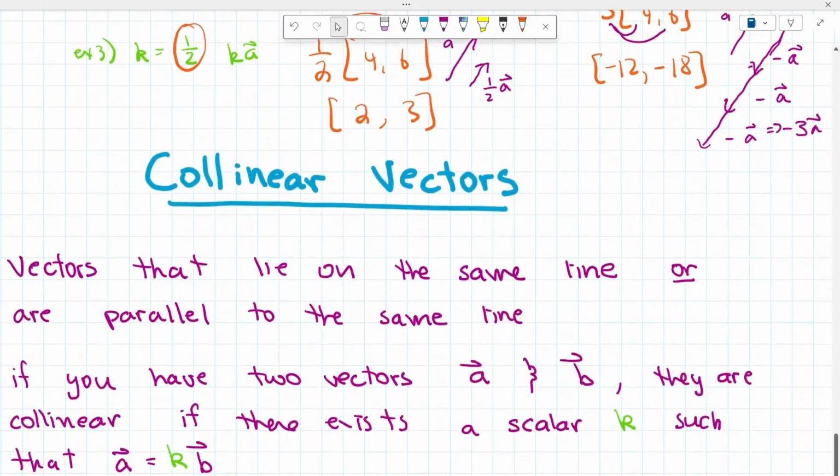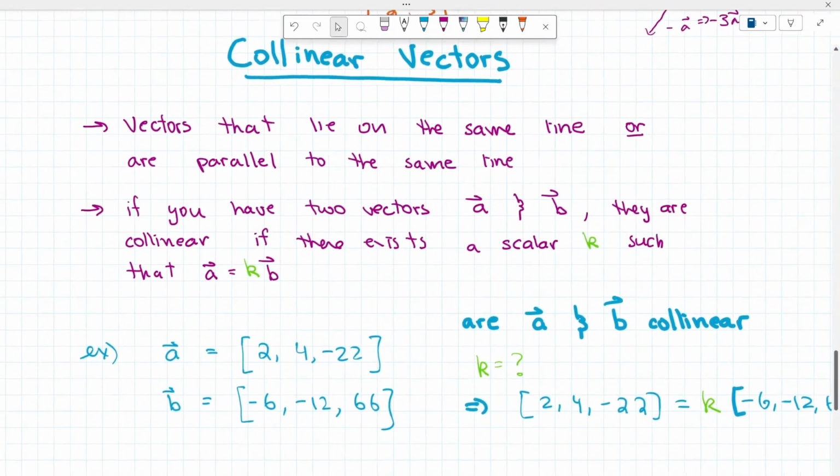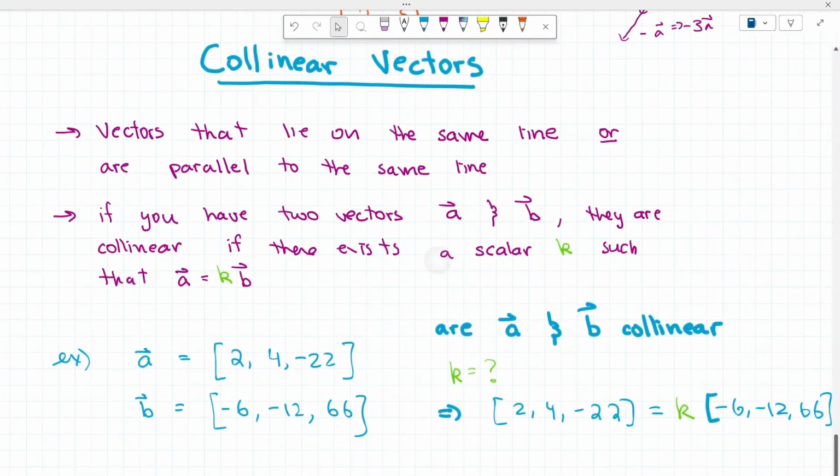Now let's look at an important application of scalar multiples. We're going to explore the concept of collinear vectors. So let's look at what that means. Collinear vectors are vectors that lie either on the same line or are parallel to the same line. So if you have two vectors, a and b, they are collinear if there exists some scalar k such that a equals kb. So we want to see, is there some number, some scalar k, by which if you multiply vector b, it will equal a?